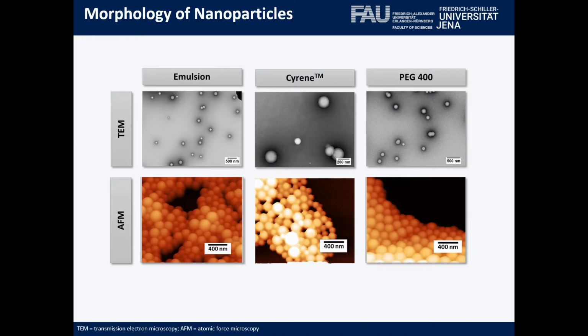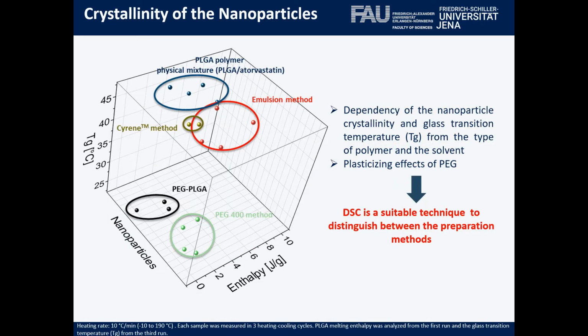We also checked the morphology of the nanoparticles. We can see for all preparation methods that we have spherical shaped nanoparticles with a smooth surface. Now we come to the interesting part of our study. We investigated our nanoparticles by DSC, and we looked at the glass transition temperature and the enthalpy.